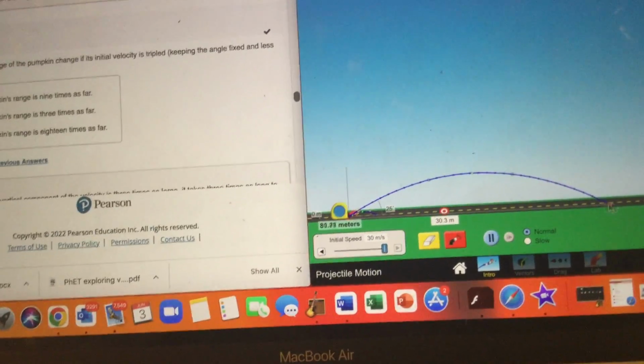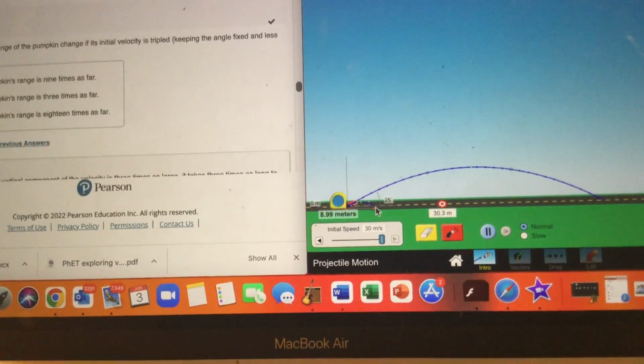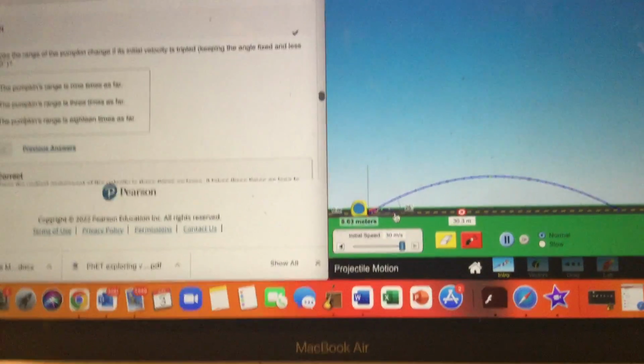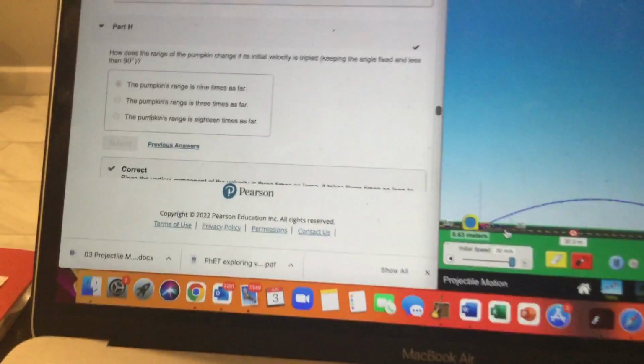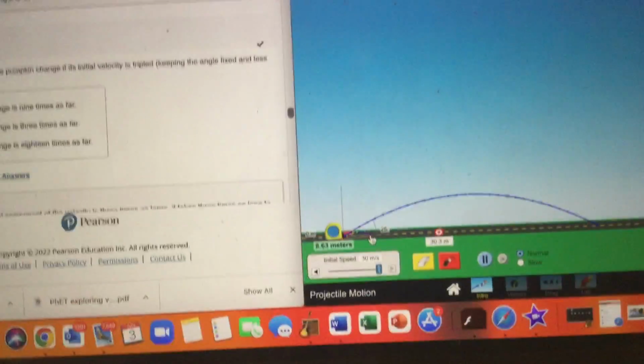So this is about 80 meters. This is about 9 meters. So we can tell that it's about 9 times as great, which is what we get for part H.